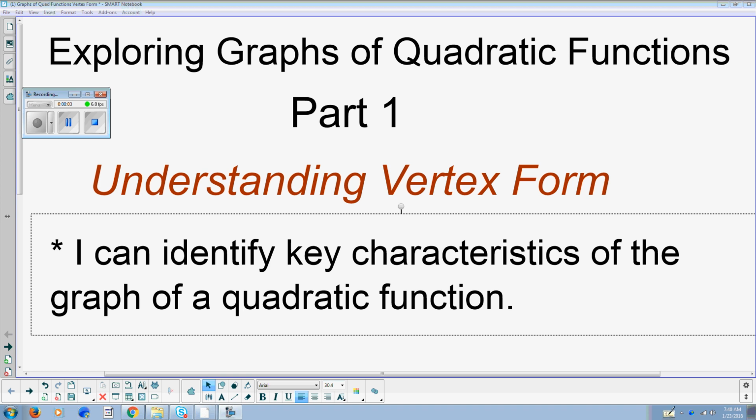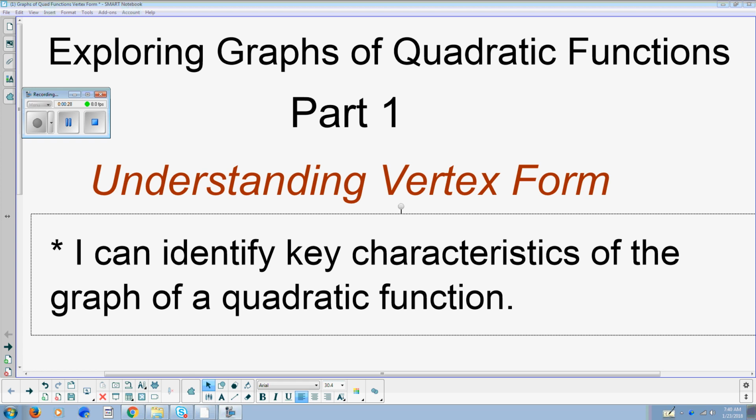Hello class, today we'll be starting a new unit on quadratic functions. And what we will be doing to begin is exploring the graphs of quadratic functions. This lesson, in which we're exploring graphs, will be divided into three parts. Today we're going to complete part 1, which is understanding vertex form.